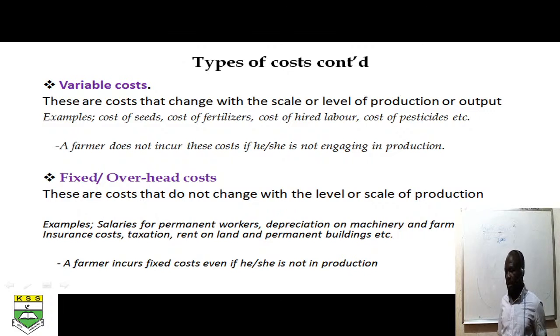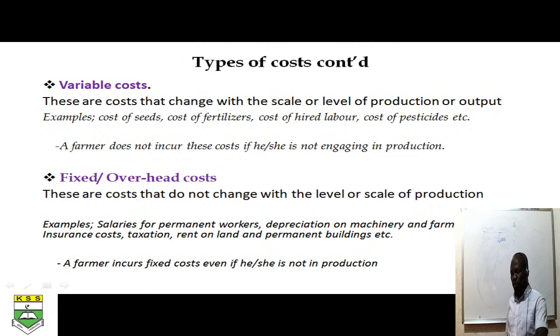and they are specific to particular enterprises. Now, there's something you need to note here. When you're not producing, you don't spend on these variable costs. If I'm not keeping birds, why would I buy feeds? Okay? If I'm not cultivating, why would I buy fertilizer? You only incur costs that are variable when you are producing.